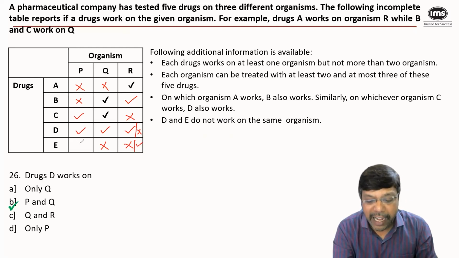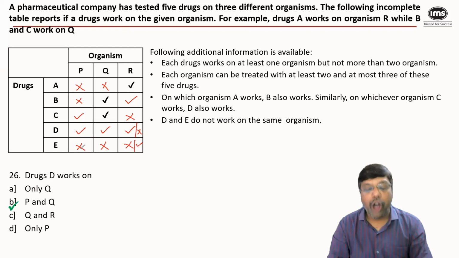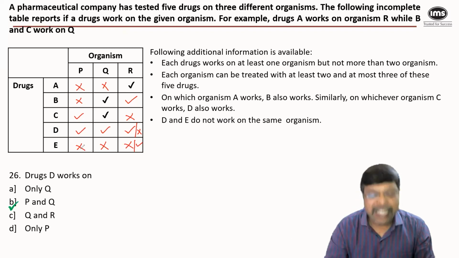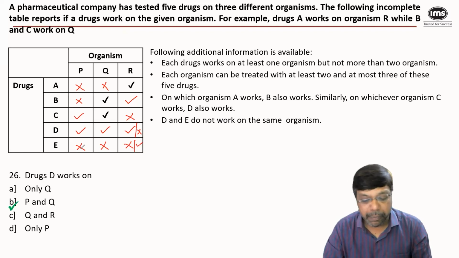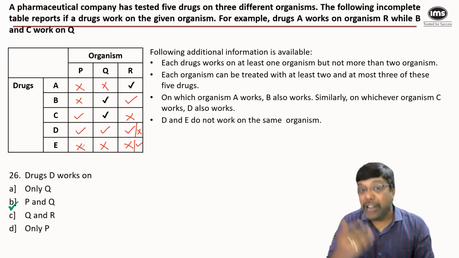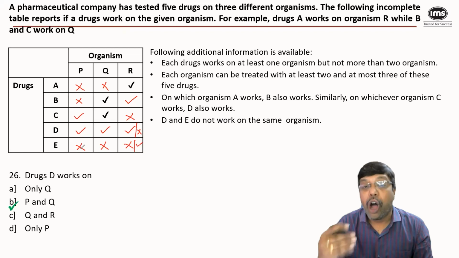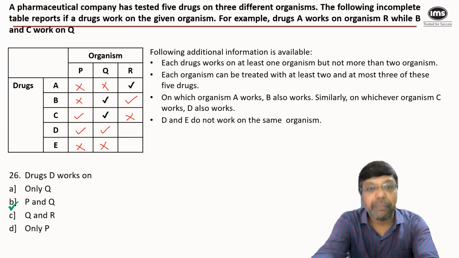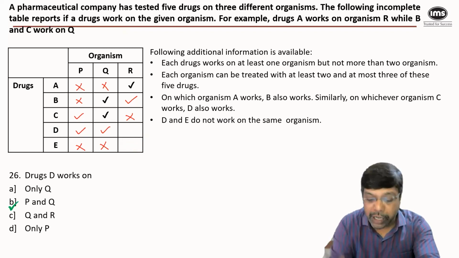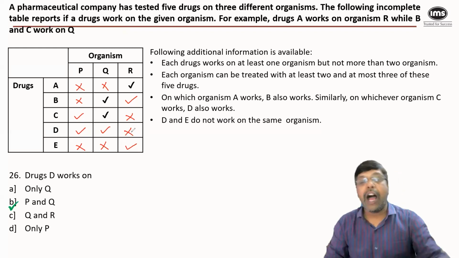And D and E do not work on the same organism. Hence, E does not show any effect on P. Now, since every drug must work on at least one organism, it will help me determine that E works on R. And since E works on R, D cannot work on R.